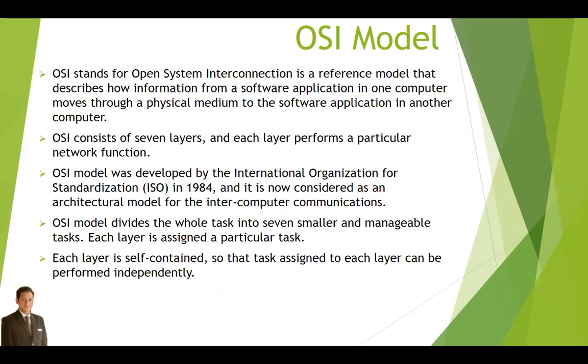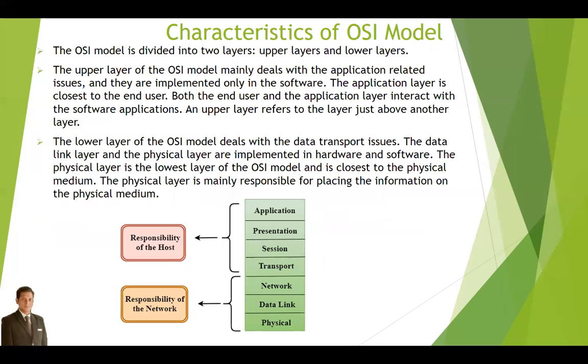The OSI model was developed by the International Organization for Standardization in 1984, and it is now considered an architectural model for inter-computer communications. The OSI model divides the whole task into 7 smaller and manageable tasks. Each layer is assigned a particular task. Each layer is self-contained so that the task assigned to each layer can be performed independently.